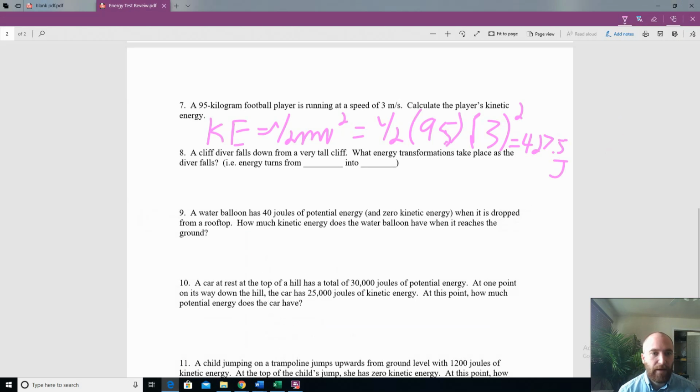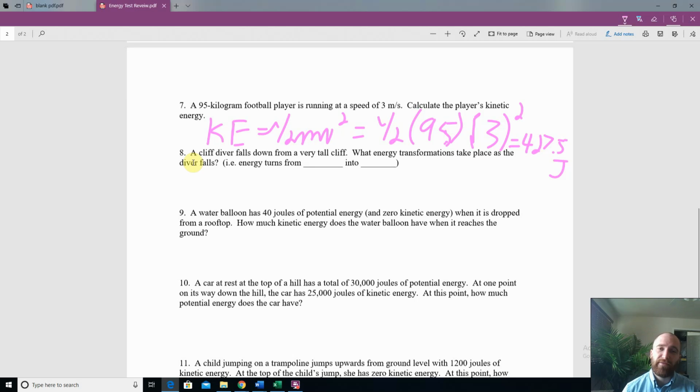Done. The cliff diver falls down from a very tall cliff. What energy transformations take place as the diver falls? So what I mean by that is energy turns from blank into blank. Well, as you go down the cliff, you're losing potential energy. But the conservation of energy says that energy is never like lost, it just turns into something else. What is it turning into?